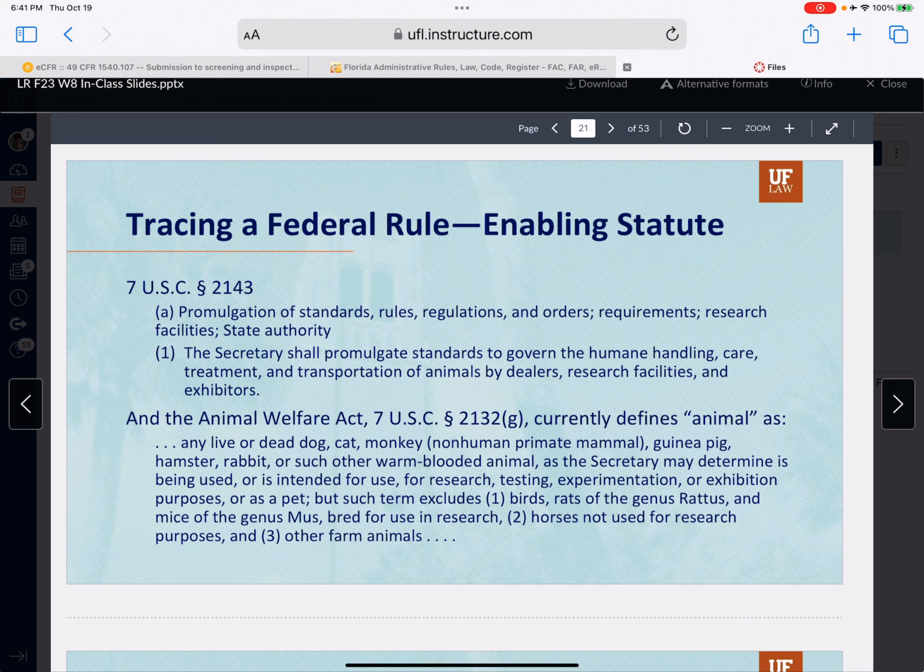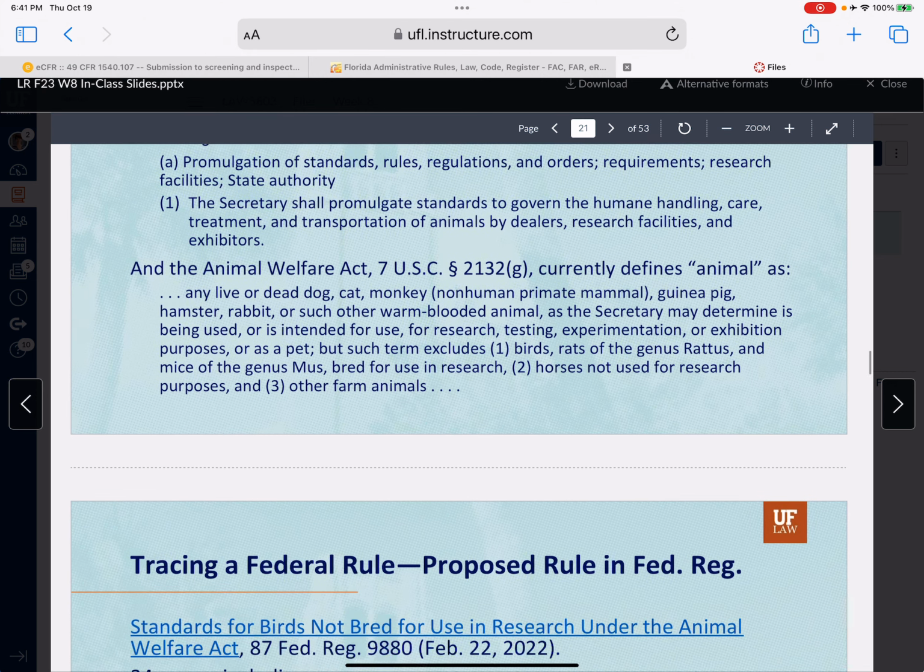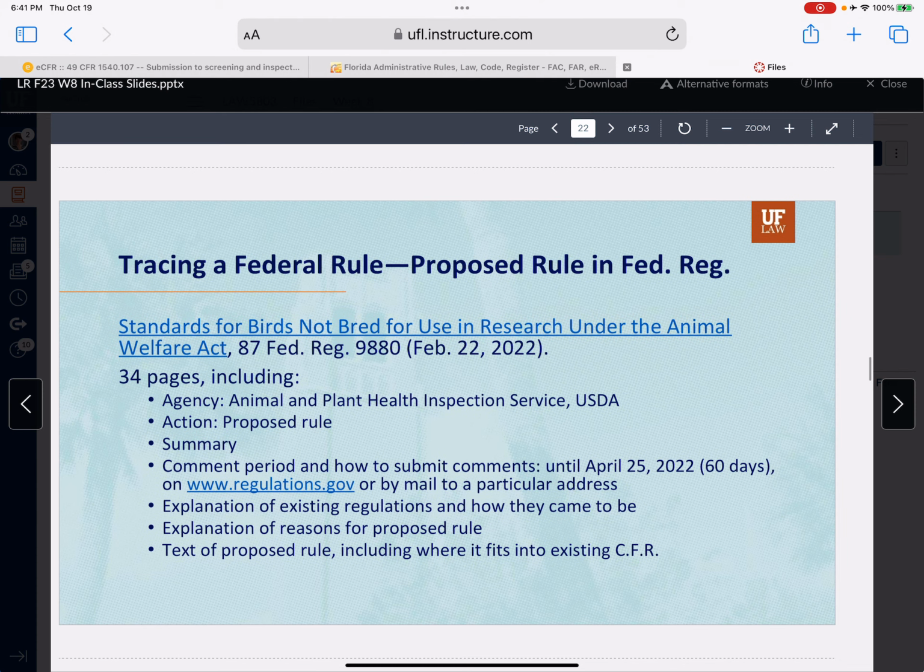And then there is another statute that defines an animal. So the agency decides, hey, we've been given authority from Congress. We need to make some real details here. Like, is a bird an animal pursuant to the Animal Welfare Act? If it's not bred for research, blah, blah, blah, right? That's what I'm saying. Regulations get down to the nitty-gritty details, whereas a statute has very broad rules.